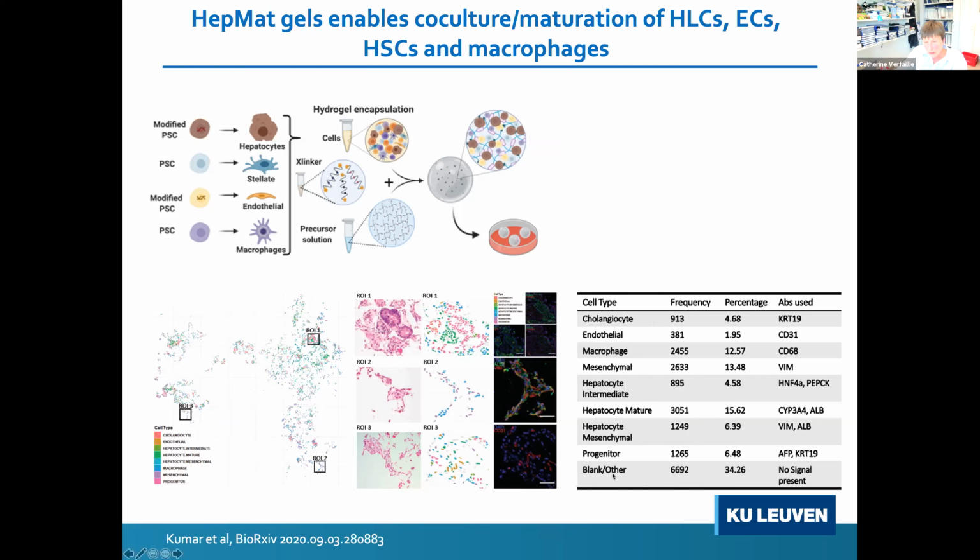And these were called blank because our criteria to call a cell a specific cell type was very, very tight. So if we weren't sure that any of the combinations of 12 antibodies gave us a clear answer, we called them blank. So that's why we could only characterize about 65% of the cells, of which 50% are hepatocytes, 20% are macrophages and 20% are mesenchymal, and a smaller fraction is endothelial.